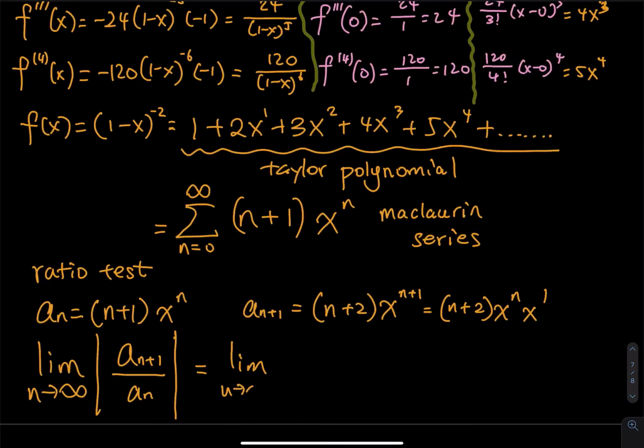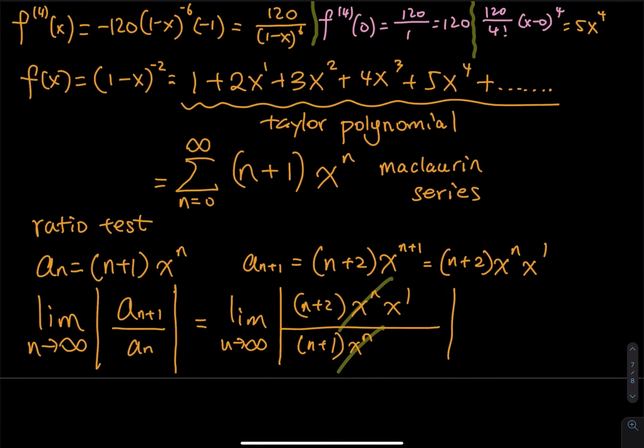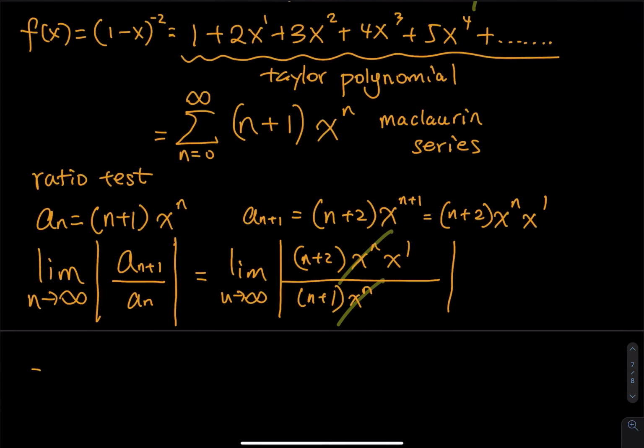So as n approaches infinity, what do we have on top? We have (n+2) times x to the n+1, and in the denominator, (n+1) times x to the n. We can do some simplification: x to the n over x to the n, and then the rest. Since n is 0 or above, we won't get any negatives, right? So, the limit as n approaches infinity. If you don't want to think too much, you can keep the n inside the absolute value. That won't cost you any points.